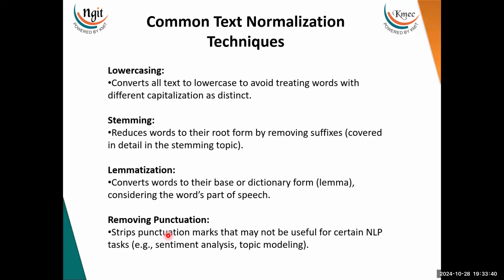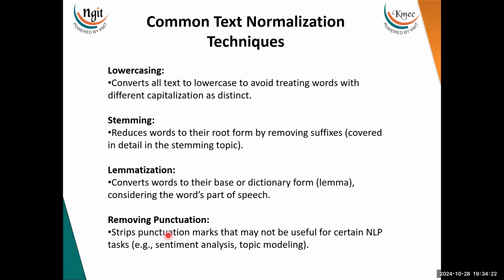Then is stemming. Stemming reduces words to their root form by removing suffixes. We have seen stemming in our previous lectures as well, where it cuts down the words into their root form. For example, running: it removes the ing form and you get run. Lemmatization is similar, but lemmatization converts words to their base or dictionary form, considering the word's part of speech. The only difference is that stemming doesn't care about a valid word as the output, whereas lemmatization will ensure the output is a valid word.